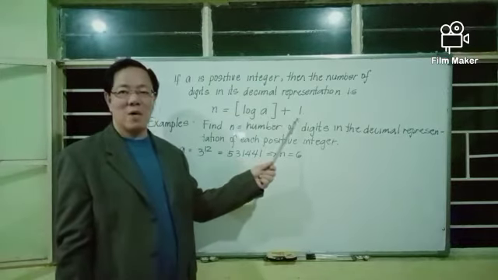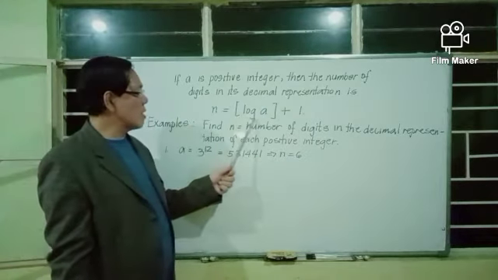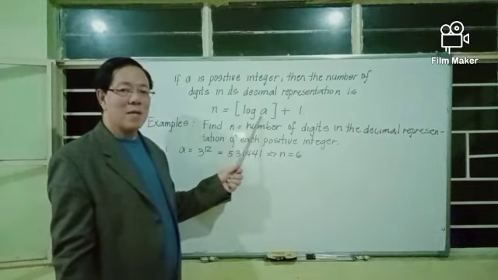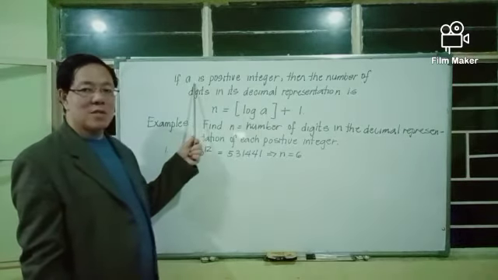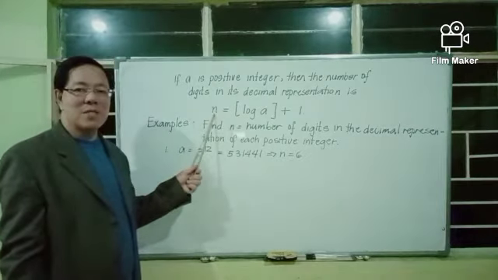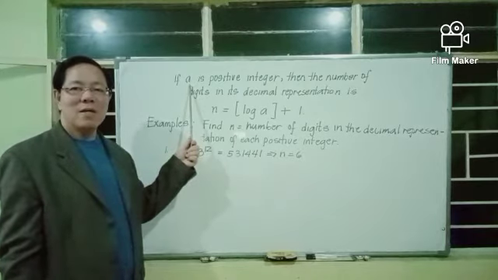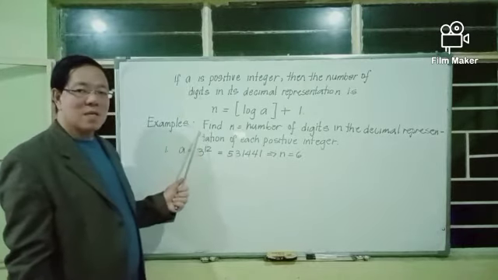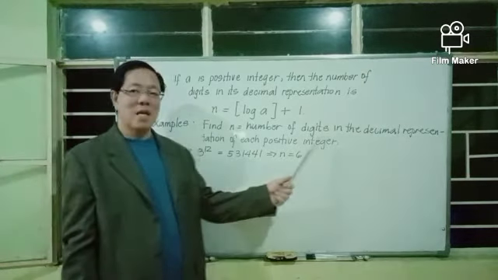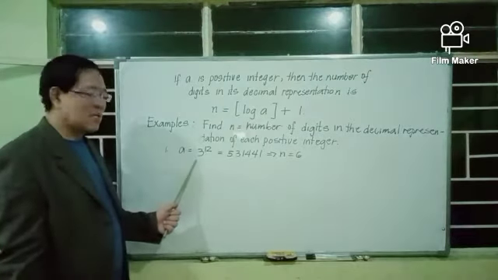Plus 1 here is a constant, it's always plus 1. And so the greatest integer function, or the floor, of the logarithm of a, which is the positive integer given, plus 1, is equal to n, the number of digits in the decimal representation of the positive integer a. We take an example. Find n, the number of digits in the decimal representation of each positive integer. We had this example earlier.